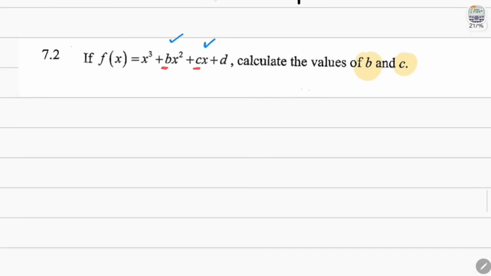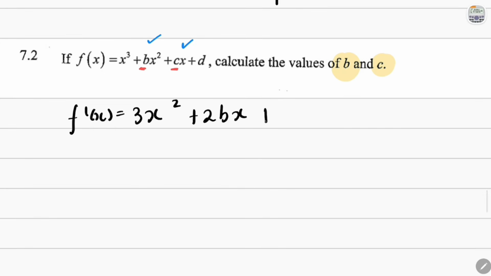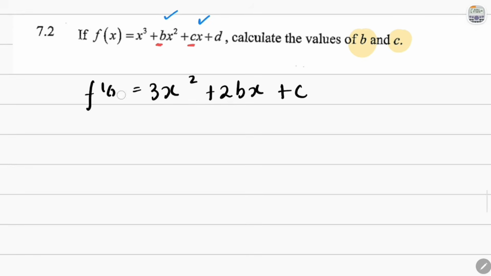So let's derive this. To find the parabola's equation, f prime of x is equal to coefficient times exponent. We have 3x to the power of 3 minus 1, which is 2. And then here, coefficient times exponent, 2bx. Exponent minus 1 is 1, and we don't have to rewrite that. And then plus c. The x will fall away because exponent of 1 minus 1 is 0, and of course, that becomes 1. And d is gone. d is a constant, it's the only one without any x. So this is what we have.